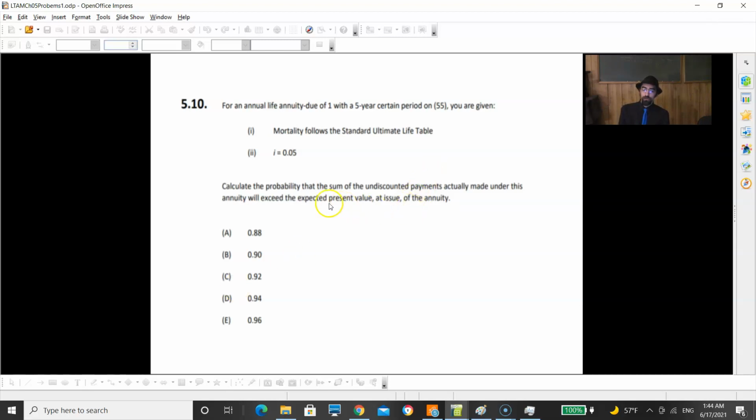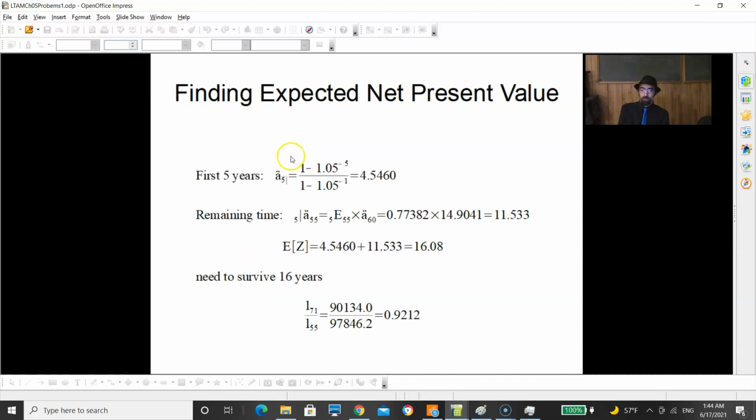So first thing we want to do is figure out what's the expected present value. It's a Frankenstein annuity. You Frankenstein it into the first 5 years and everything else. So for the first 5 years, you just do A double dot angle 5. Get 4.546. For the remaining time, it's a deferred annuity. So it's 5E55 times A double dot 60. Crunch the numbers together, you get 11.533. Add them up, you get 16.08.